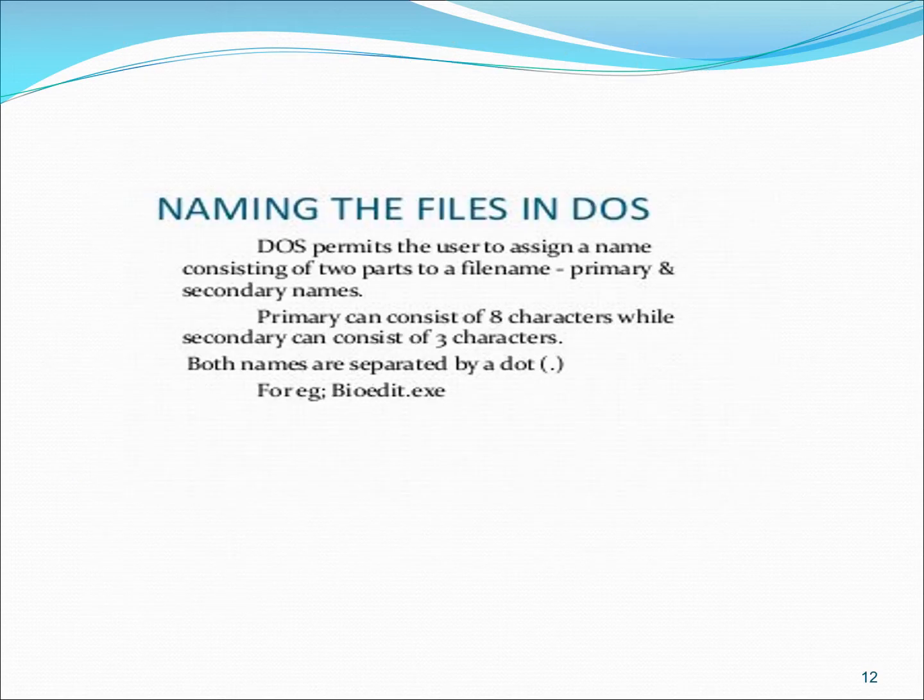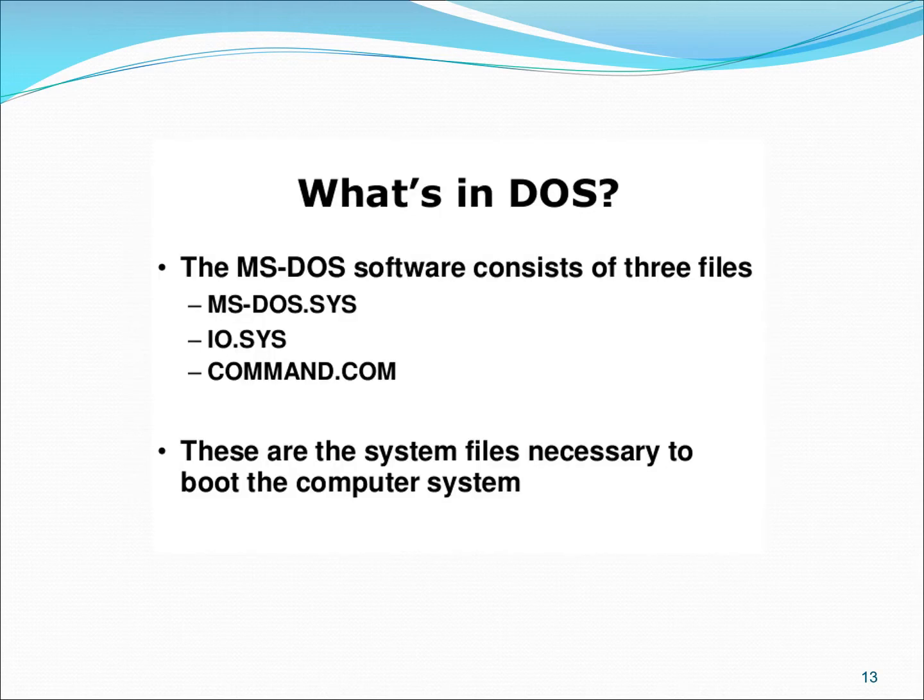How to name a file in DOS? DOS permits the user to assign a file name consisting of two parts, primary and secondary. The primary name can consist of 8 characters, while the secondary can consist of 3 characters. Both names are separated by a dot. For example, bioedit.exe, which is separated by a dot, and .exe is the extension of the file.